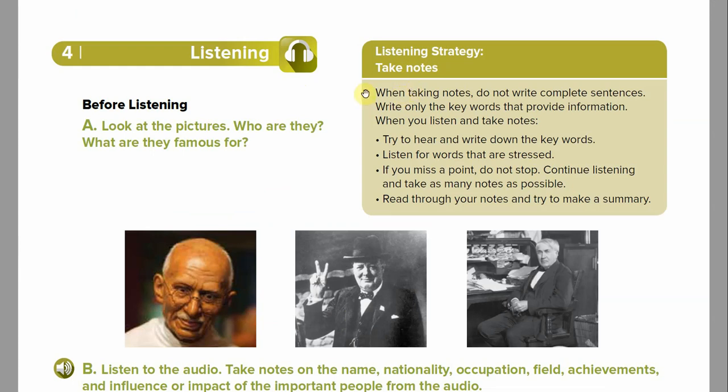When taking notes, do not write complete sentences. Write only the key words that provide information. When you listen and take notes, try to hear and write down the key words. Listen for words that are stressed or repeated. If you miss a point, do not stop. Continue listening and take as many notes as possible. Read through your notes and try to make a summary.